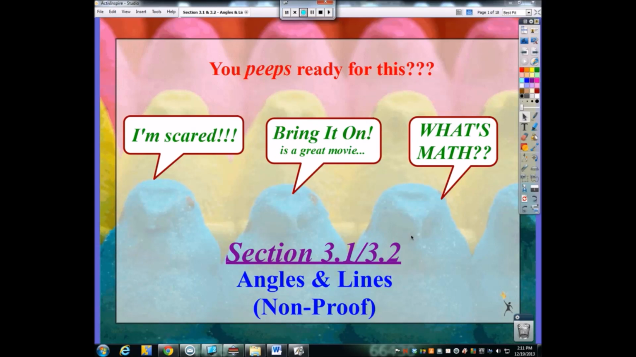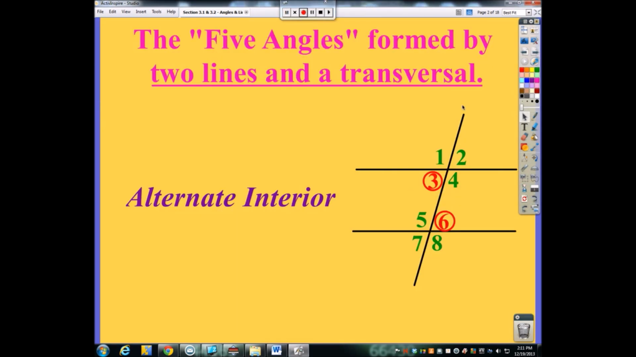We're going to start getting into not quite the proofs that we're going to dive into later this chapter, but we're still going to be discussing the types of angles and lines that you guys learned in the computer lab the other day. So let's review a little bit of those types of angles.